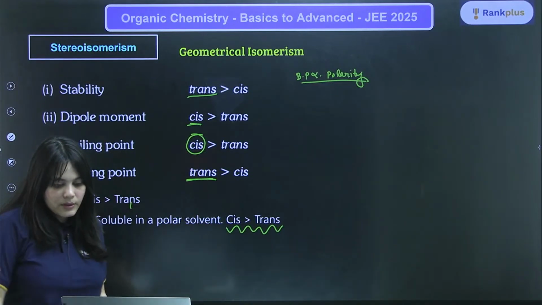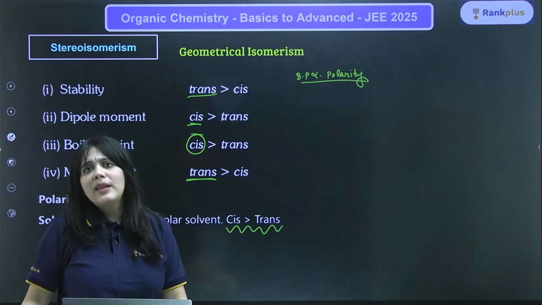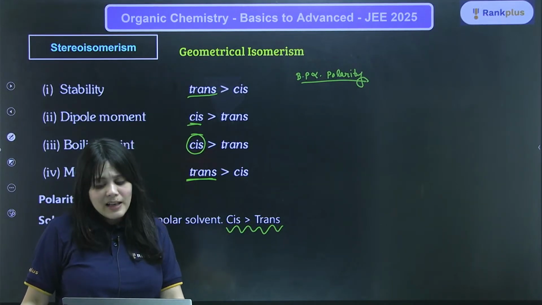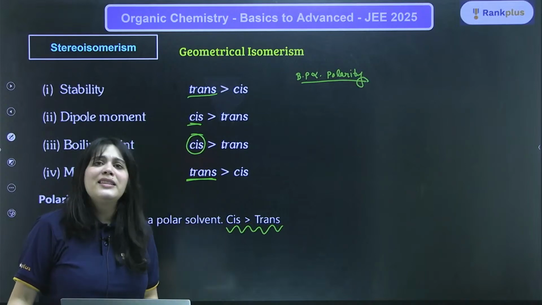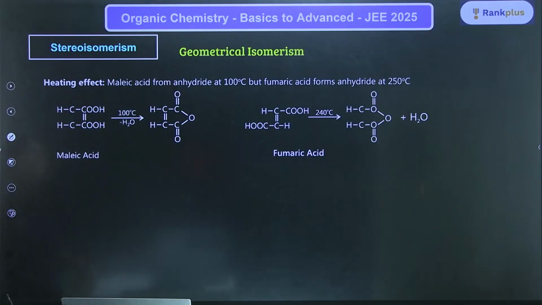Then the cis form can be more soluble. Yes, absolutely, Ankit. If H bonding is possible in the cis form, then it would be more soluble and more stable. Absolutely, yes, there will be exceptions everywhere, because this is indeed chemistry. Let us move on to the next thing.